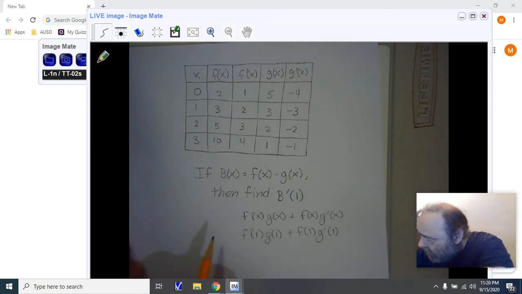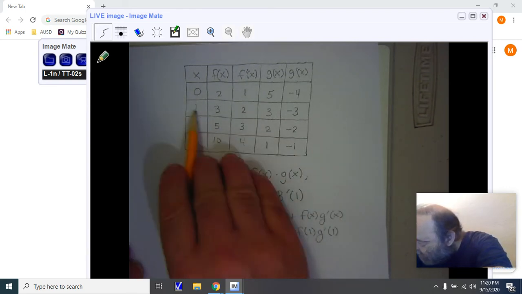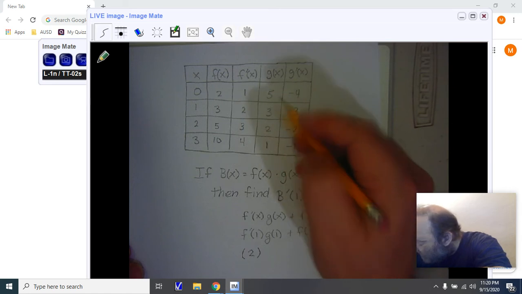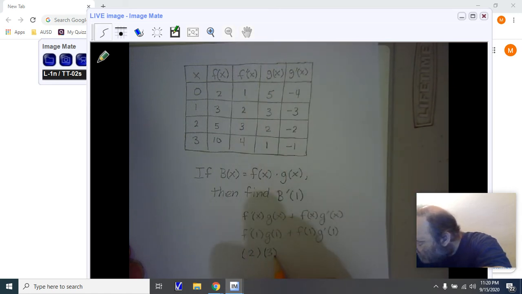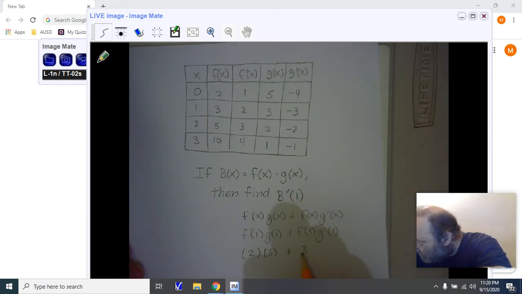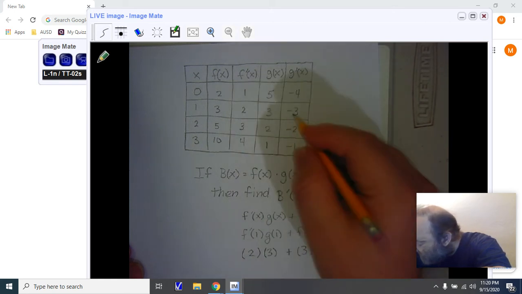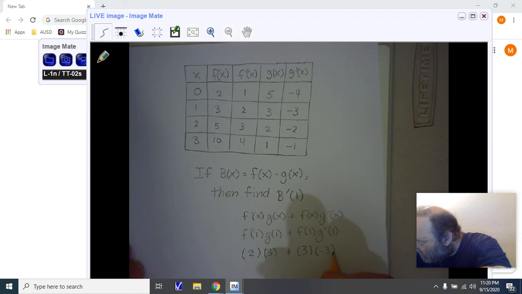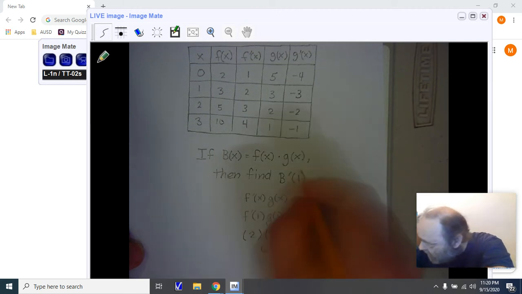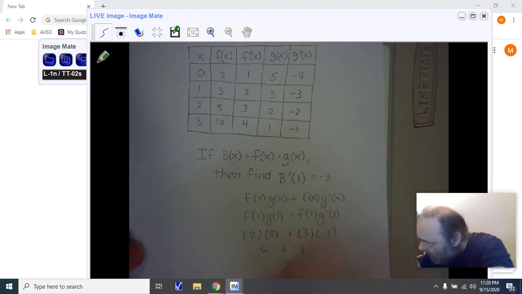Using my chart, f prime of 1 is 2. Direct substitution. G of 1 is 3. F of 1 is 3. G prime of 1 is -3. We now multiply, add like terms, and simplify, and we find -3 as our answer. As a result, we get -3.